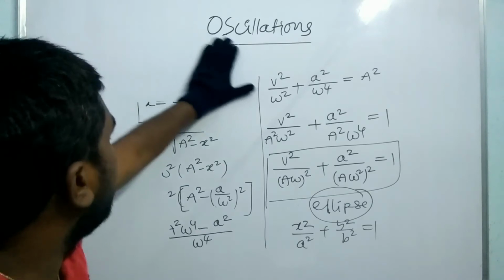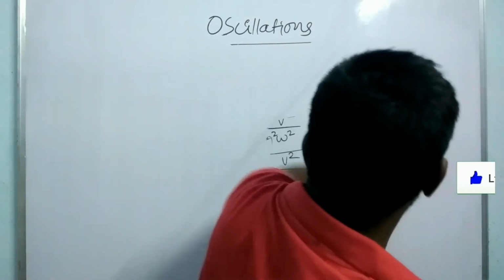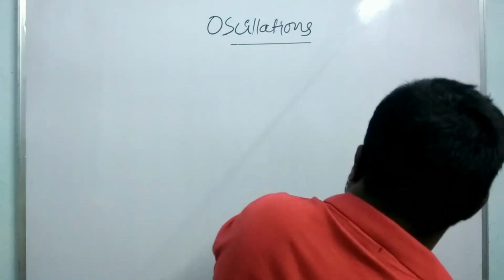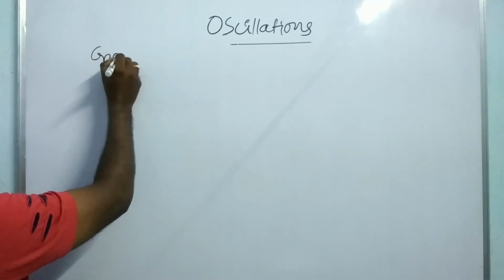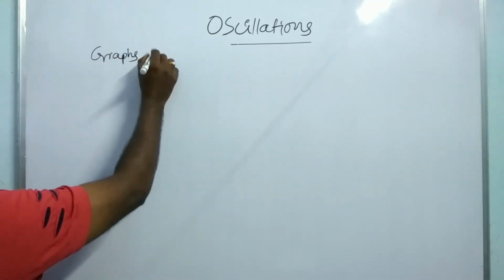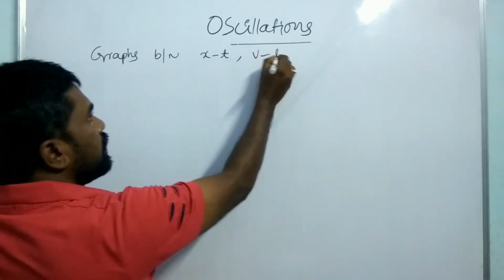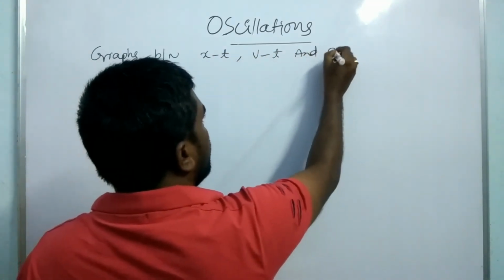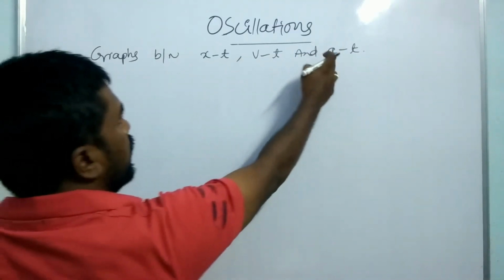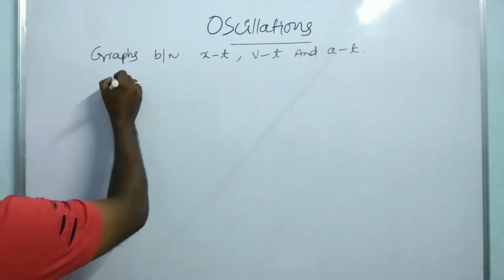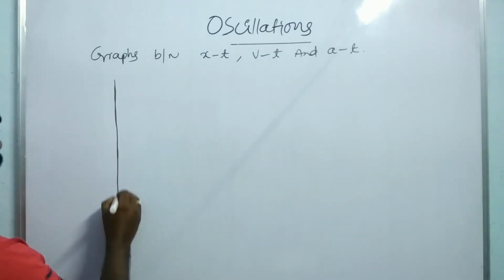Now let us write the graphs between displacement and time. Very important. Displacement and time, and also velocity and time, and also acceleration and time. So graphs between xt, vt, and at. So displacement and time, velocity and time, acceleration and time. Here we have to write one straight line for all graphs.